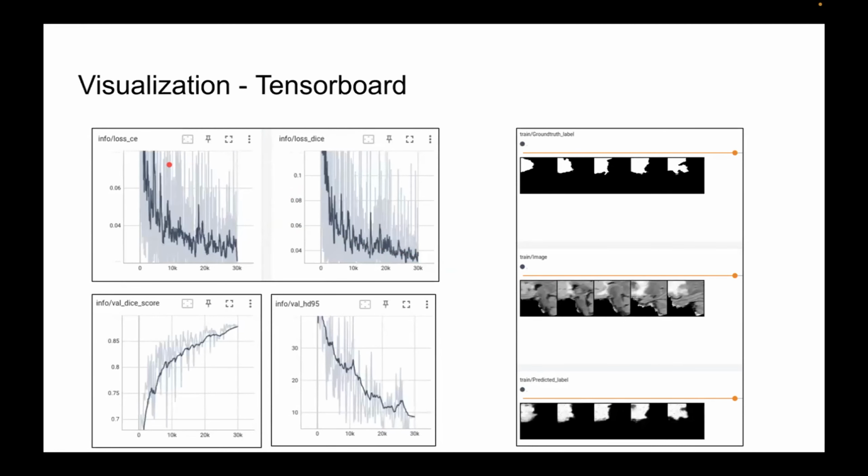So we can see that the loss curves are going down. The point to note is the dice score: the higher the better, while the Hausdorff is the lower the better. So the dice score is consistently improving over the training, and the Hausdorff is decreasing over the training.